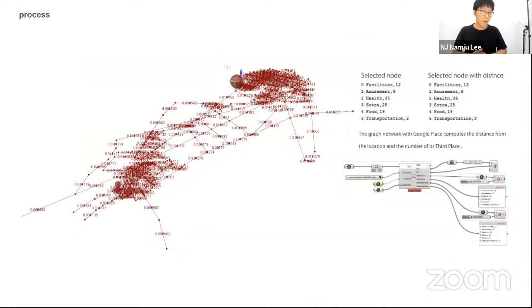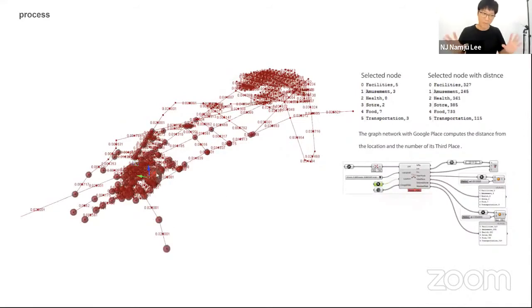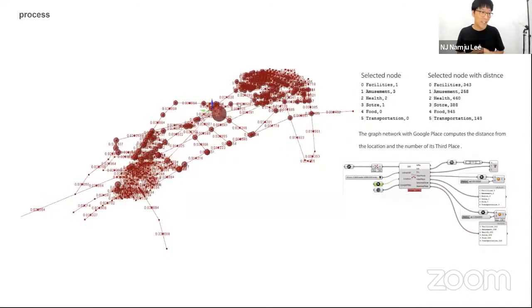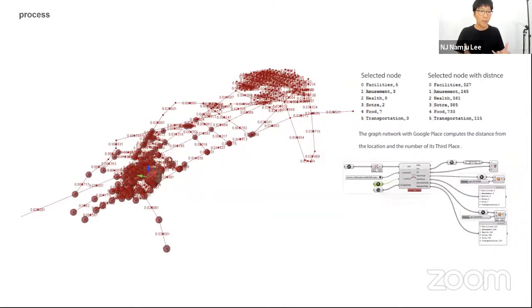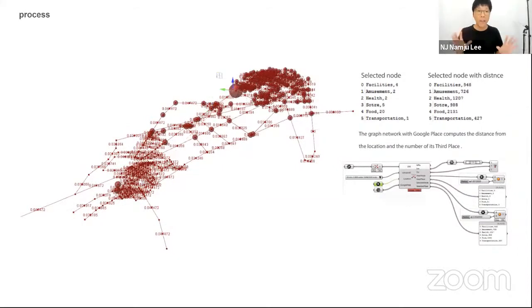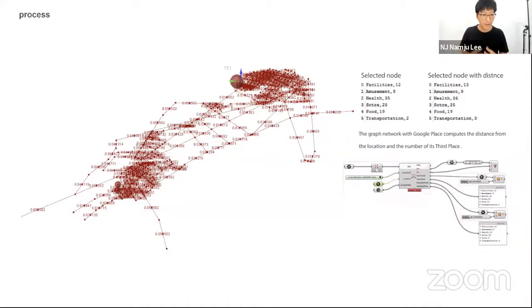So this is the last part of the methodology that I use for this project, the paper. As you can see, we can designate a particular area and it's set to the closest node, and then we travel the whole network and print out the places based on the six categories that we already processed. As you can see on the right side, we can see the numbers.